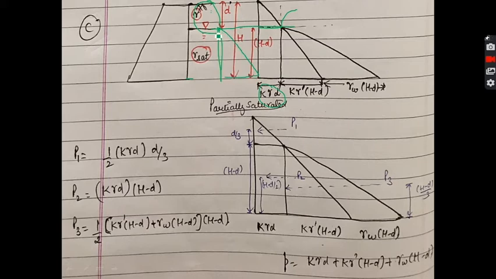lateral earth pressure in this particular portion, which is, as in the previous case, of two components, that is submerged weight and the pore water pressure. So K into gamma dash into this height, which is H minus D, plus gamma W into H minus D, which is the pore water pressure. Hence we will get this particular diagram. So we will get P1, P2 and P3 separately. P1 will be the area of this triangle, P2 will be the area of this rectangle, and P3 will be the area of whole of this triangle, as calculated here.